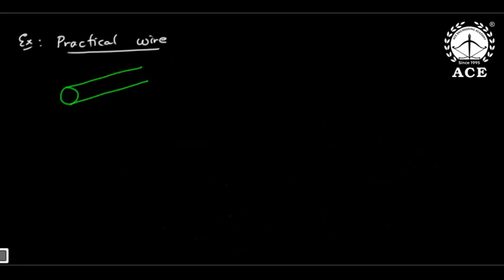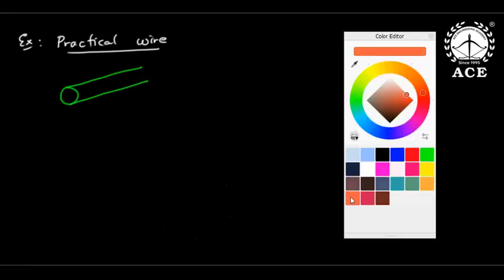Now I will take an example. Suppose there is a practical wire. Listen carefully. In our normal domestic wire, you know it has insulation and a copper strand. Inside there is copper wire. This is the copper wire.